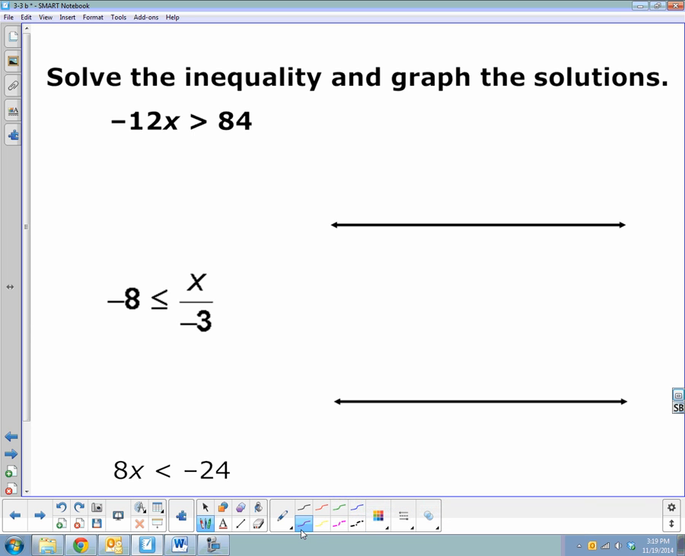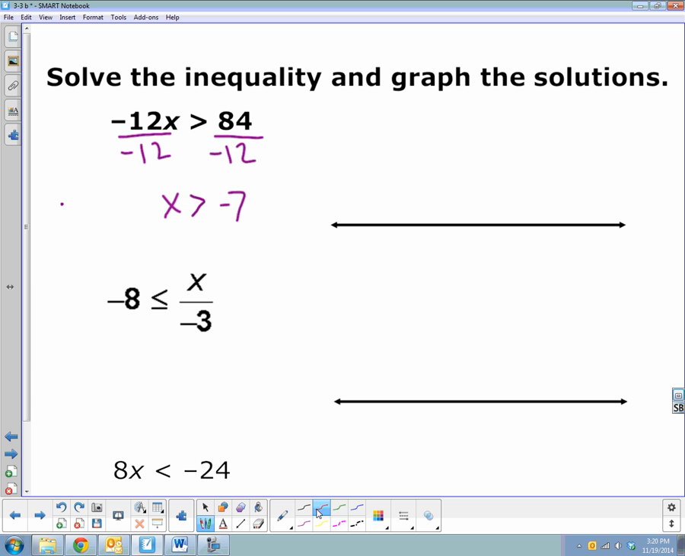So we've got negative 12x is greater than 84. If I divide both sides by negative 12 to get x by itself, I'm dividing by a negative number. If I'm dividing or multiplying by a negative number, I get x, and let's see, 84 and 12, is that 7? Negative 7? Is that right? Yeah, negative 7. Now, if I left the symbol alone, and this is wrong, so if you wrote it the other way, then don't fix it.